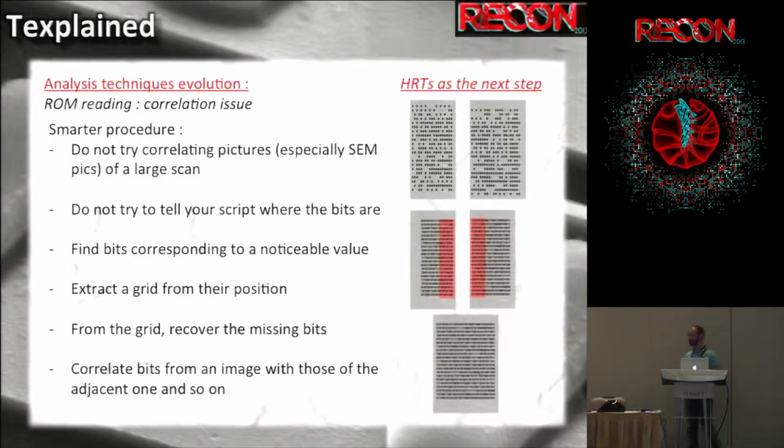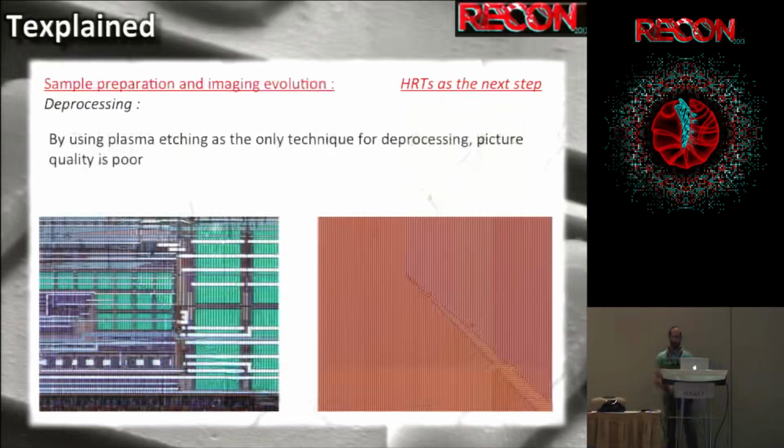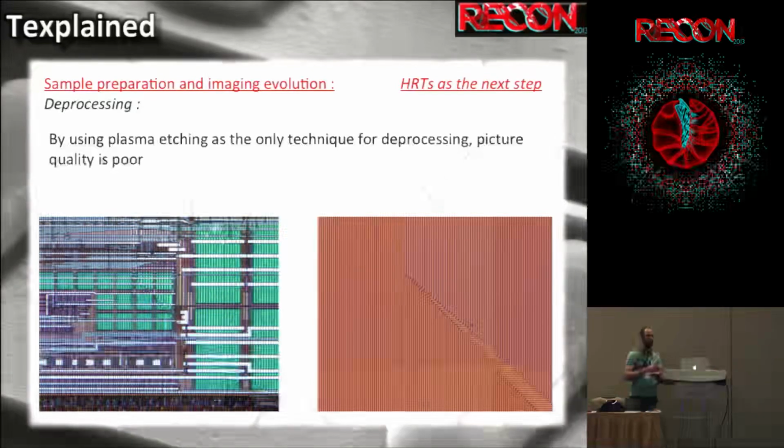But before doing that, you must have the perfect picture. And this is not so easy. 8 years ago, when I was doing this kind of thing, I was using a plasma etcher, and I was thinking, oh, it's so cool. A plasma etcher is a machine where you can create a plasma, and depending on the gas inside the machine, it will etch away the oxide layer or the metal. So it's cool. I remove the oxide, I see my metal, I take pictures, I remove the metal, and I do it again and again and again.